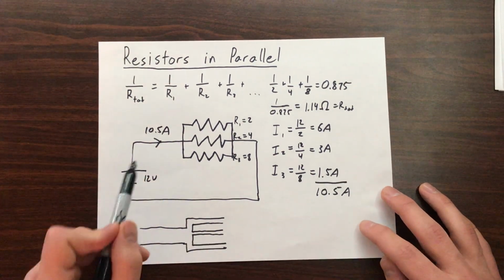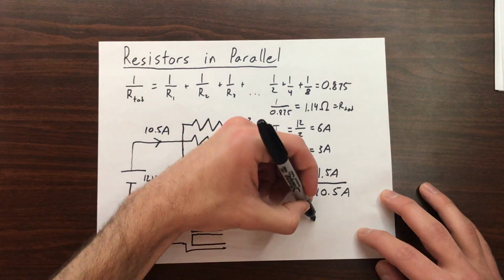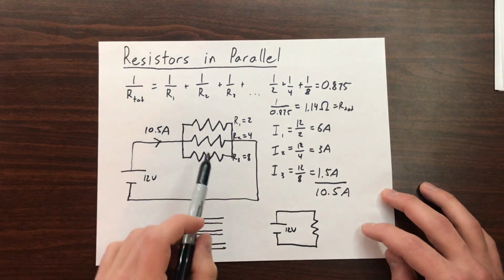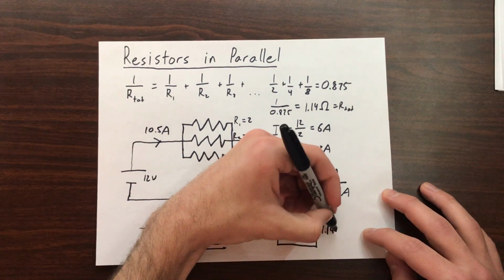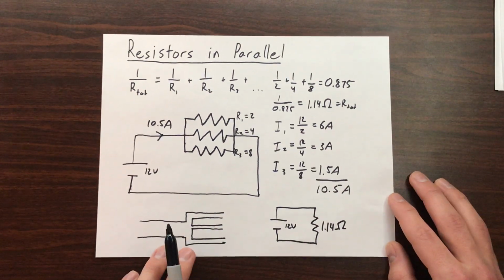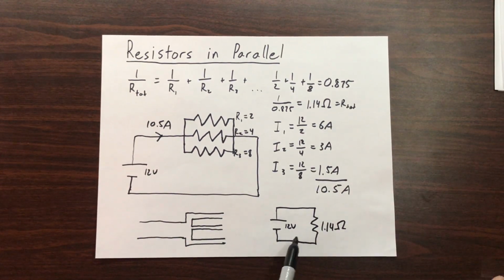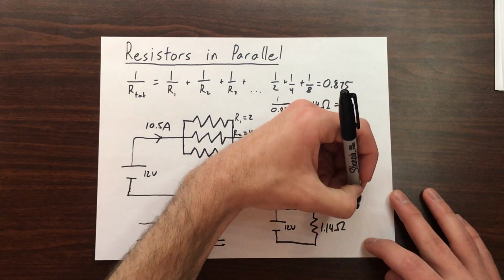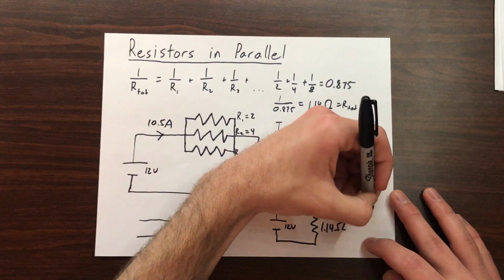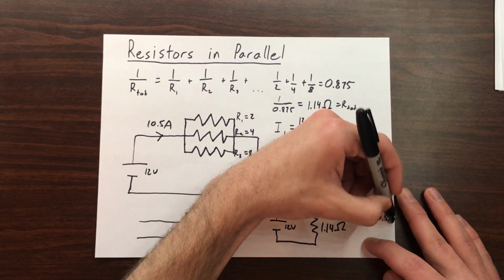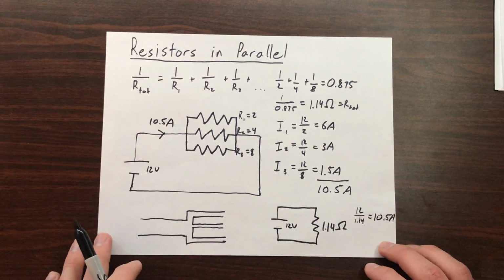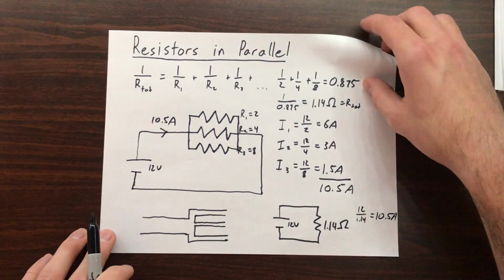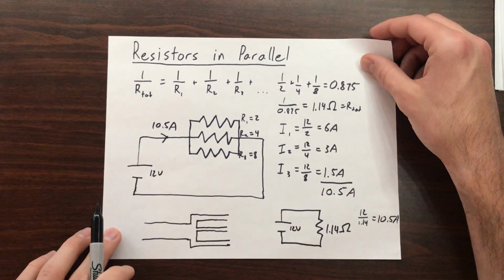And again, just like in series, you can draw this as a single resistor, okay? You've got a 12-volt battery here, and this is going to be 1.14 ohms, okay? And if you were to solve for the current running through here, you would do I equals V over R, or 12 divided by 1.14, which equals 10.5 amps, just like up there. So it's the same thing. So that's how you can model resistors in parallel: they just come together to be one single resistor that is a lower value than any single resistor. Okay.